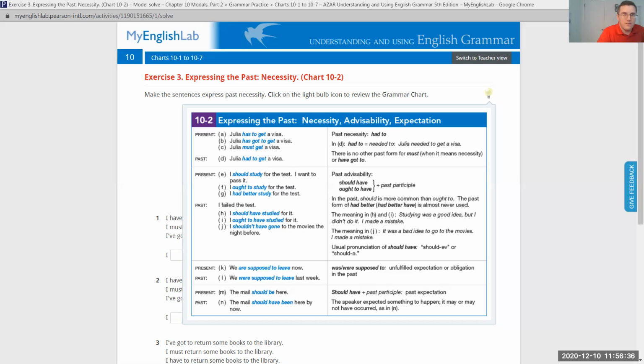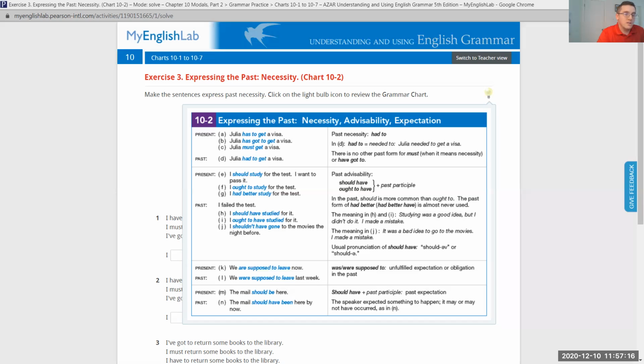For past advisability, we use should have or ought to have and the past participle. So that's should or ought to with the present perfect tense, have plus past participle. So if we're talking about the past and I failed the test, example H, I could say I should have studied for it. Example I, I ought to have studied for it. Or example J, I shouldn't have gone to the movies the night before.